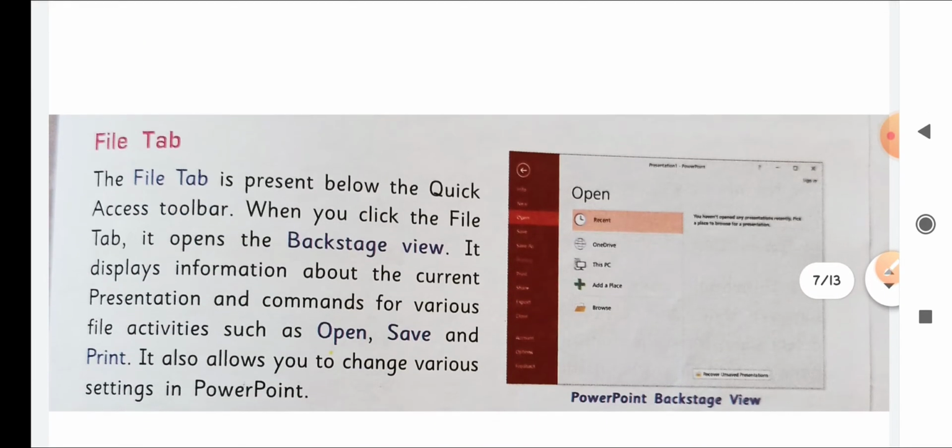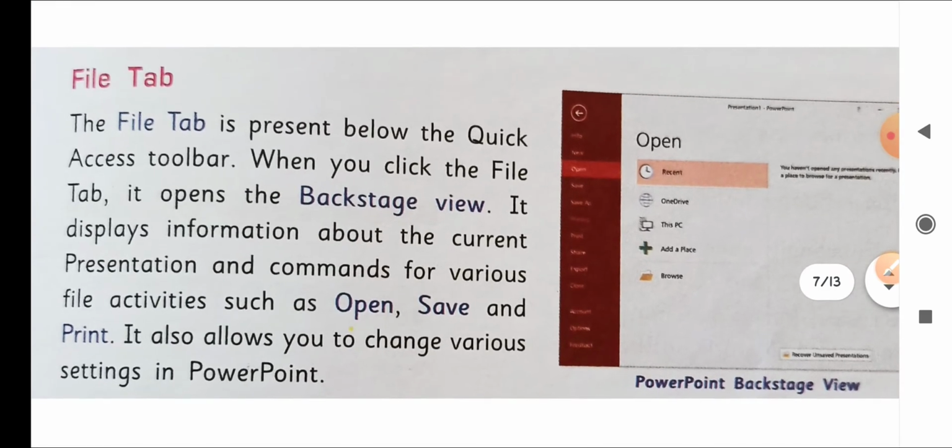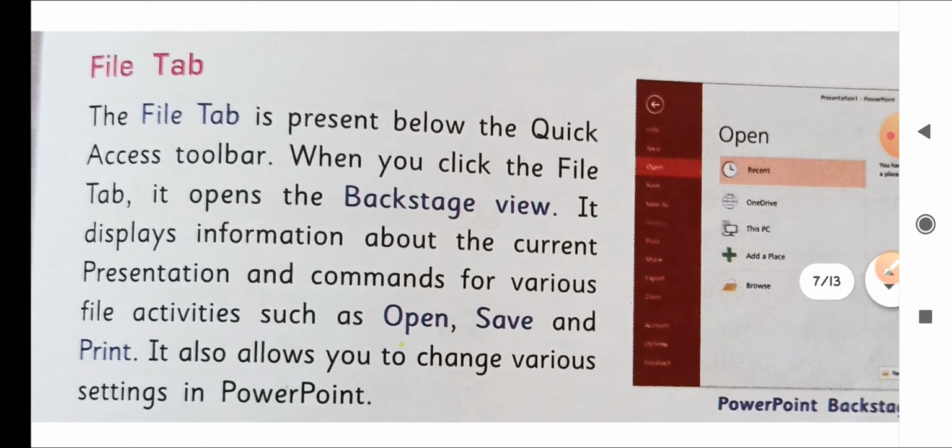So now let us see what the file tab is. See here, the file tab is present below the quick access toolbar. When you click the file tab, it opens the backstage view. It displays information about the current presentation and commands for various file activities such as open, save, and print. It also allows you to change various settings in PowerPoint.